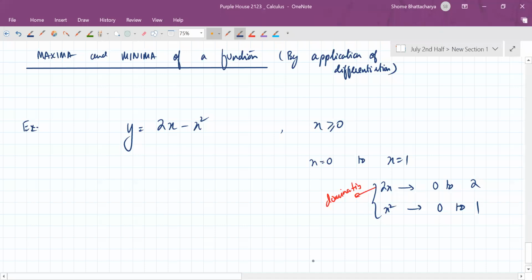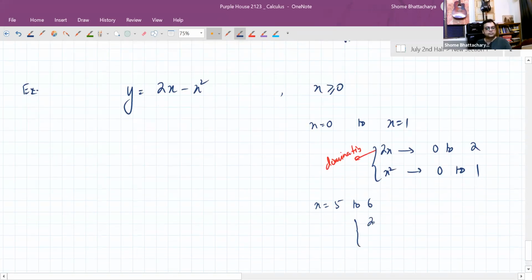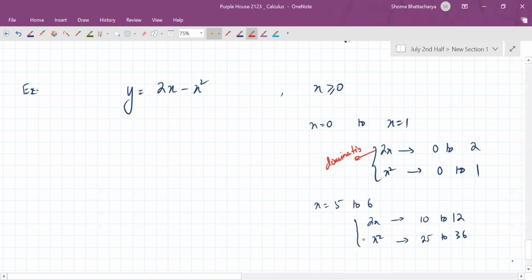But in contrast, just for contrast, I'll take a much larger set of values. When x is going from 5 to 6, how is 2x changing? 2x is going from 10 to 12. But x square is undergoing a huge change, going from 25 to 36. So this is changing by 11, whereas 2x is changing by 2. Now x square is dominating.